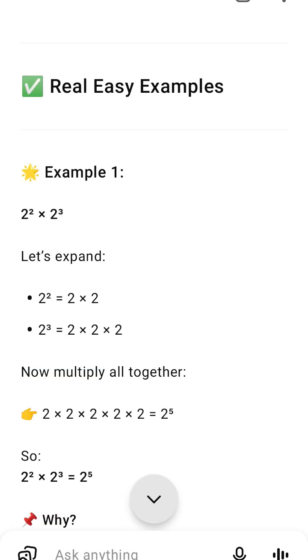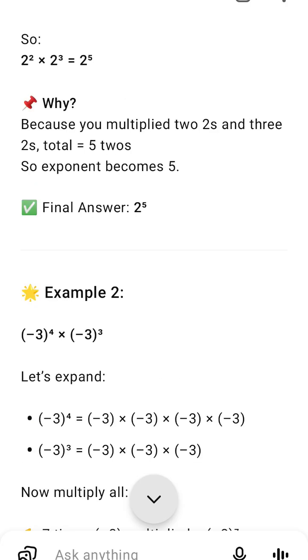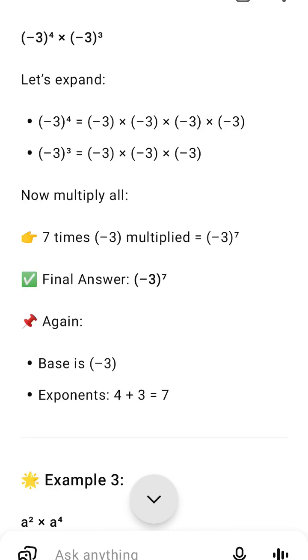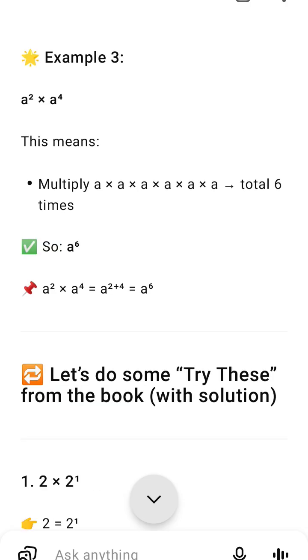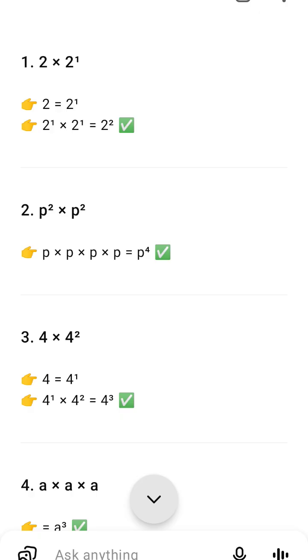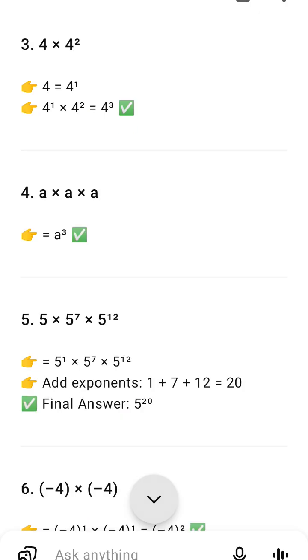1. What is an exponent, or power? Exponent means repeating multiplication of the same number. Example: 2 cubed equals 2 times 2 times 2, which is 8. 5 squared equals 5 times 5, which is 25. A squared equals A times A. Base and exponent: in 3 to the 4, 3 is the base, 4 is the exponent, meaning multiply 3 four times.